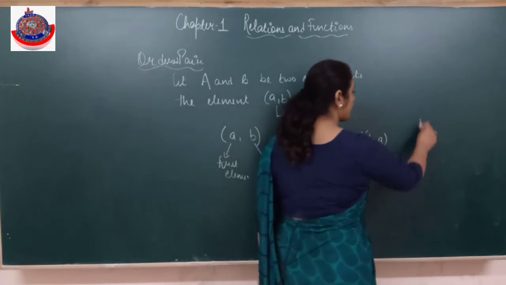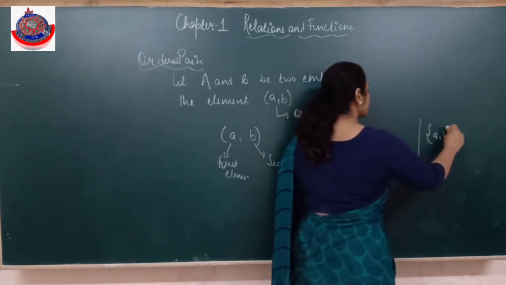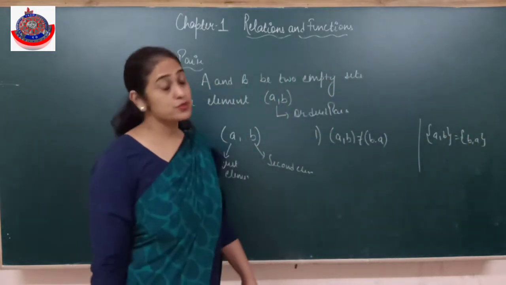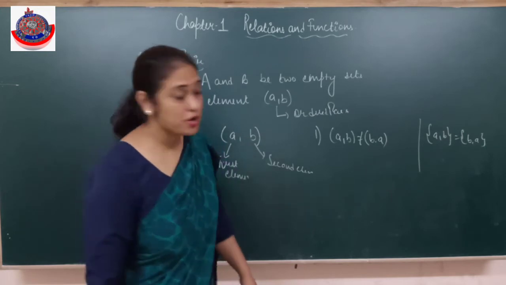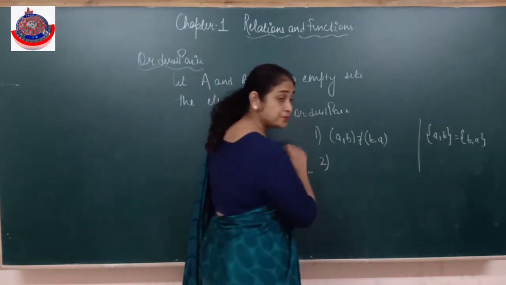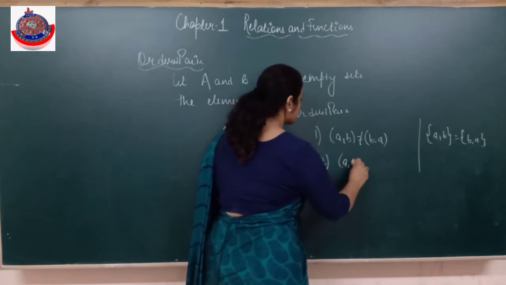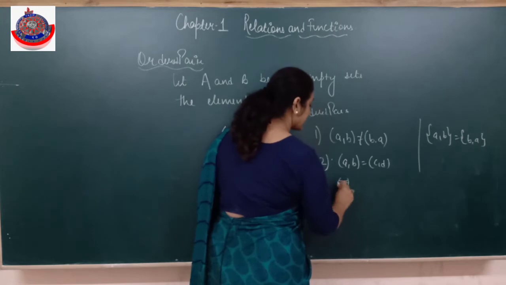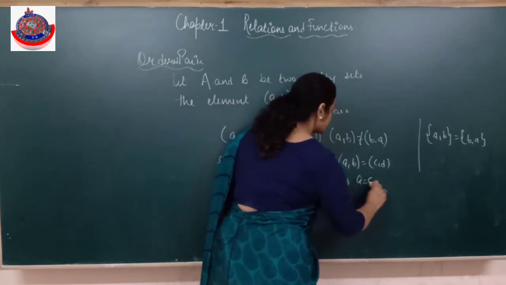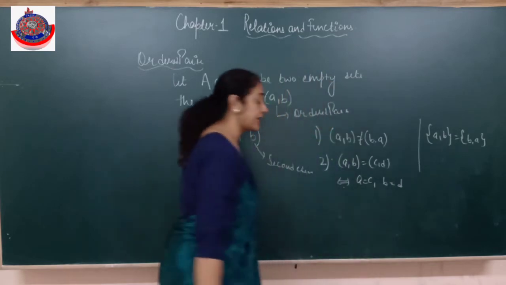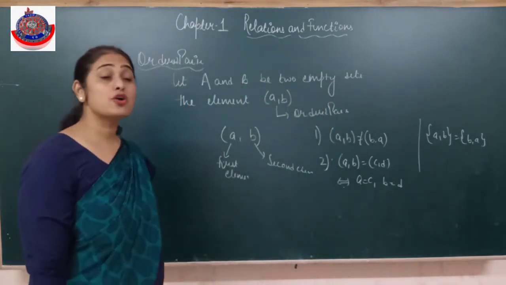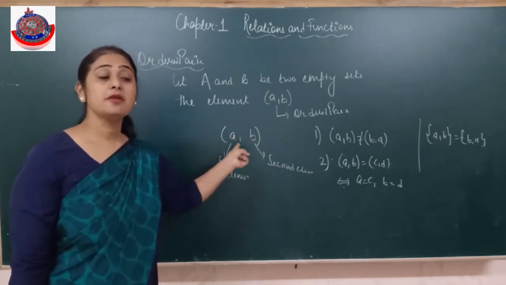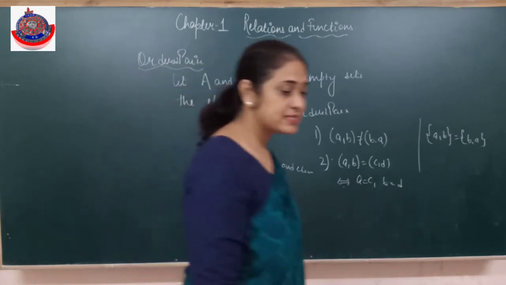In sets, what used to happen? A set {a, b} can be equal to set {b, a}. That's not a problem. But ordered pair (a, b) is not equal to ordered pair (b, a). Number 2, if two ordered pairs are equal, it implies that both ways the first element is equal to first and the second element is equal to second. This all we did in class 11th. Ordered pair means a pair where the order is very, very important. I hope ordered pair is clear to everyone.